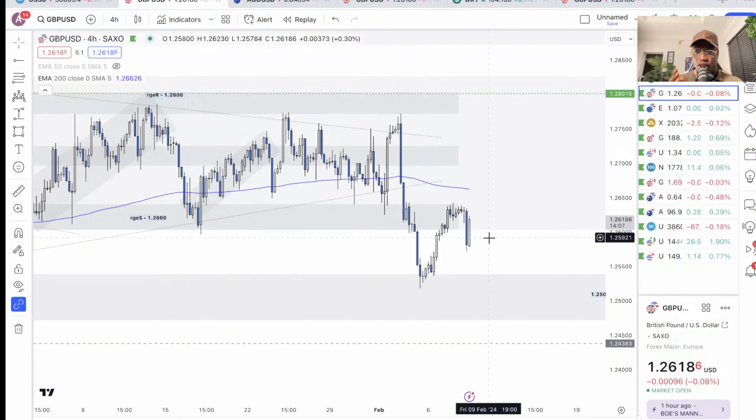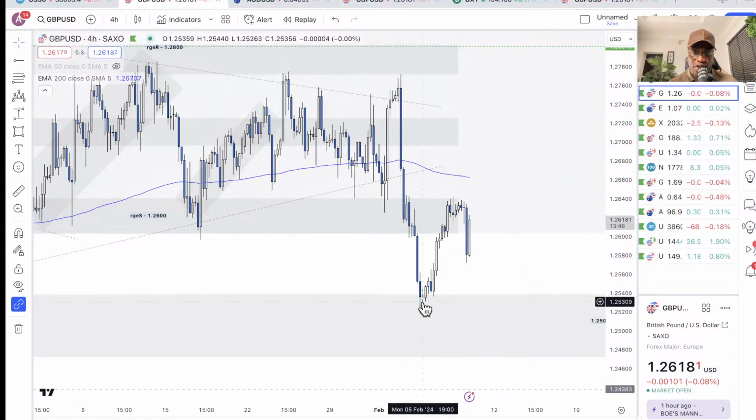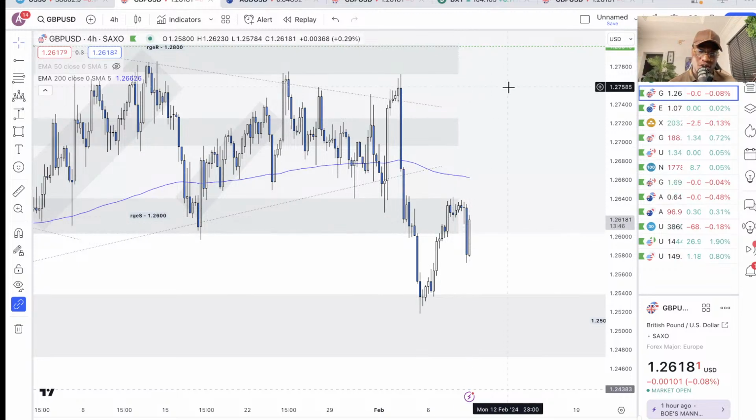Now, two things I'm looking out for on the pound dollar, right? The first one is I want to be sure if this is a break and retest, and the market continues to trade to the downside, tries to make another retest and break below this point, or this is just a fake out and the market is trying to continue to the top side, right?